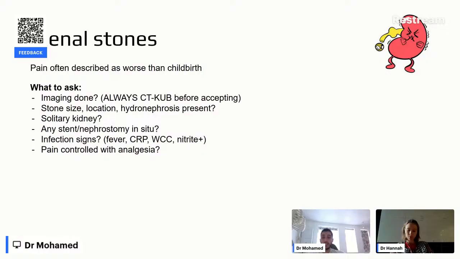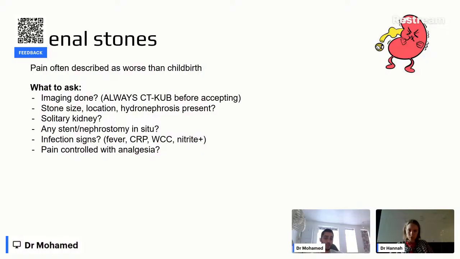Does the patient have a stent already in place? Do they have a nephrostomy? Are there signs of infection? So has the patient been feverish? Have they had a urine dip? Is that positive? What are their white cells like? What's their CRP? Where are they at exactly? The reason why this is important is because these patients can become septic very, very quickly. So if there are any signs of infection or the start of sepsis, you want to get on top of that very, very early. And finally, is their pain controlled with analgesia?